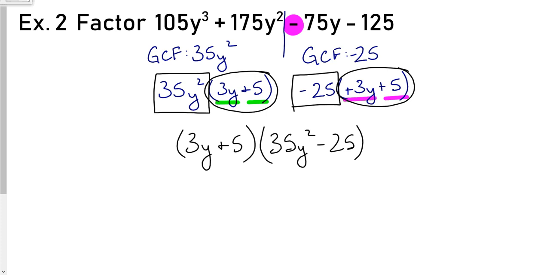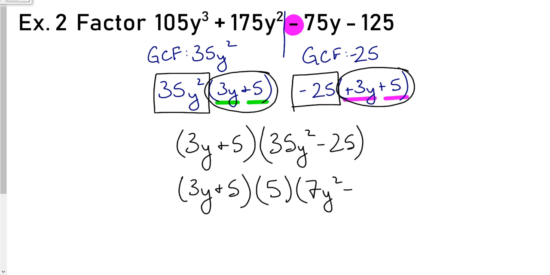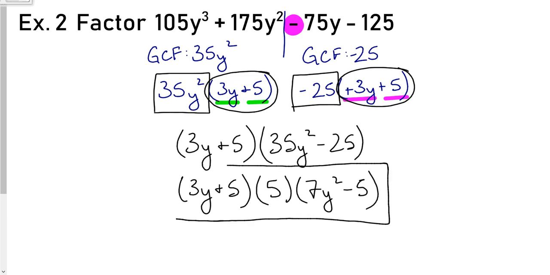Is there any more factoring that I can do? Absolutely. Okay, over in the second polynomial, I've got 35y squared and negative 25. I could take a 5 out of each one of those. So I have 3y plus 5 remaining unchanged. Then I can factor out a GCF of 5, and what's left over is 7y squared minus 5. So this is actually the fully factored version of this particular problem.